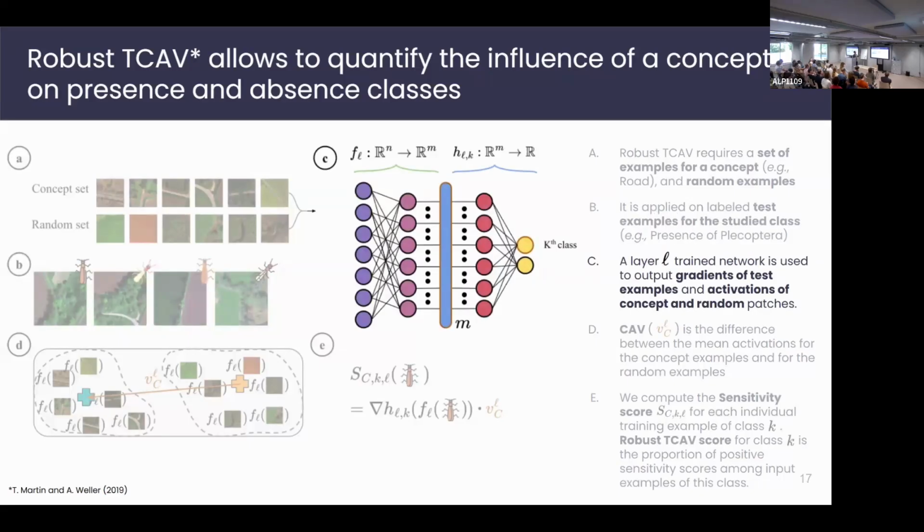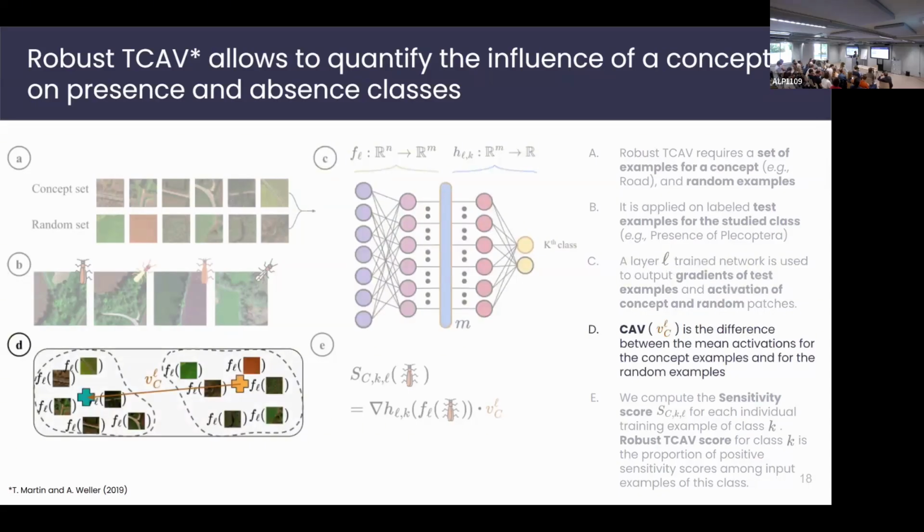We will send them in our trained model and extract at a layer L that we have identified. Usually it's the one before the last one of the feature extractor. We will extract at this layer L two things. One is the gradient of the test examples with respect to the logit of the class. And the other thing is the activations of the concept and the random patches.